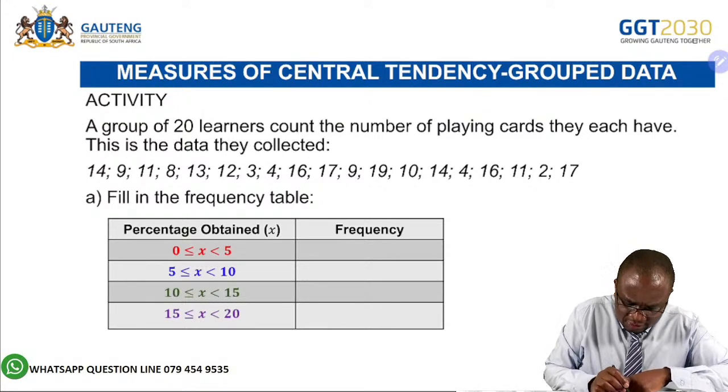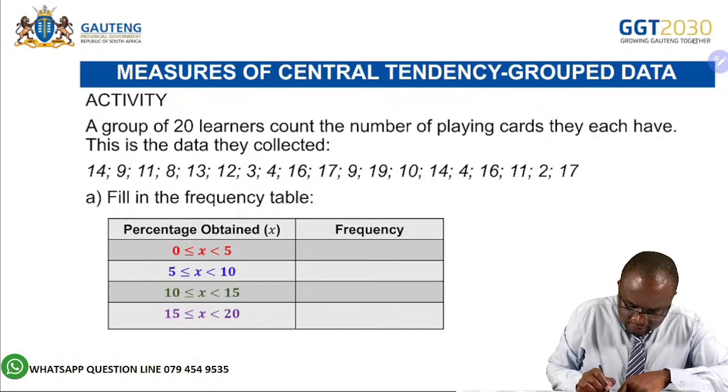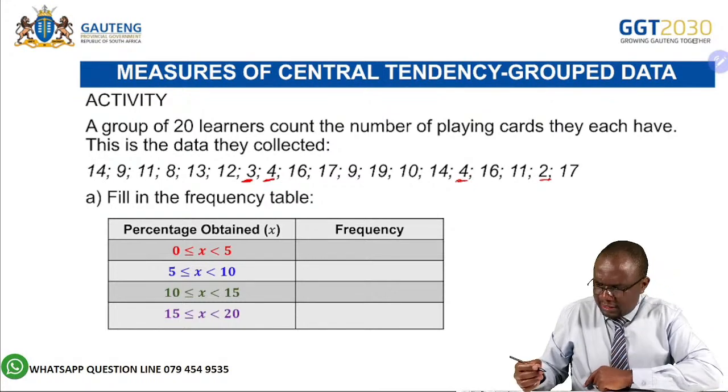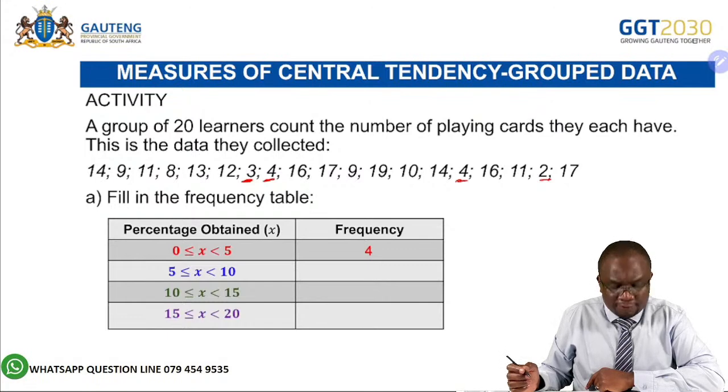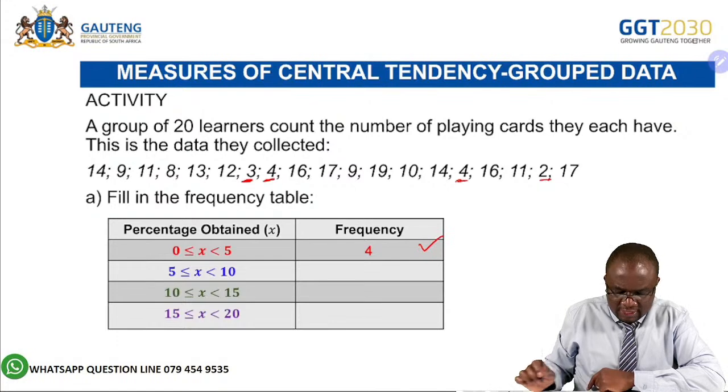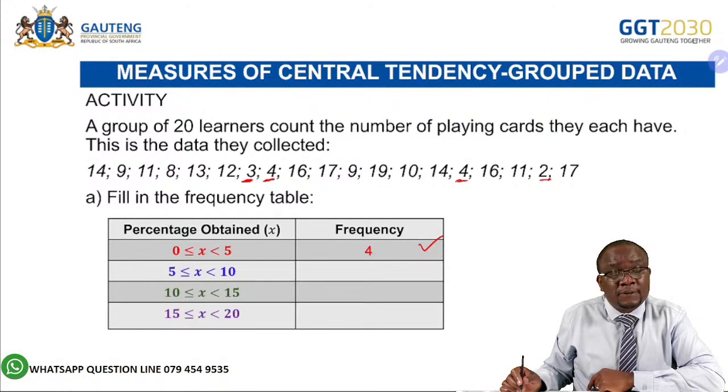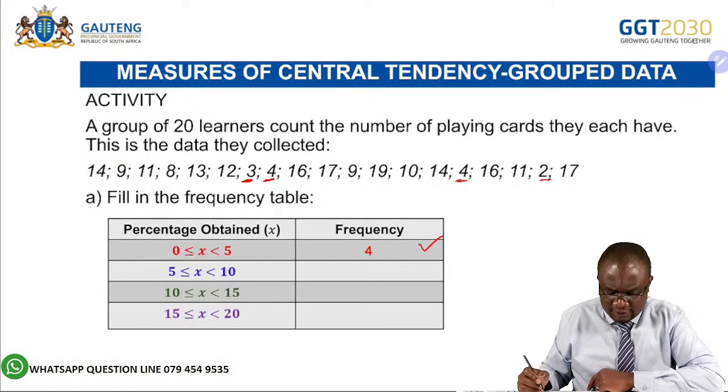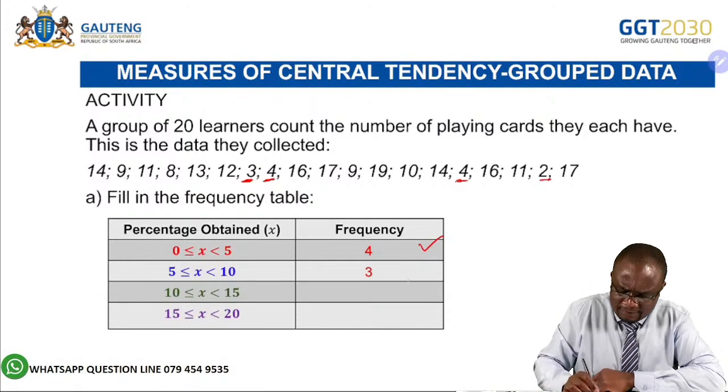Now we have how many between 0 and 5? 1, 2, 3, 4. I think it's 4. Let me see. Yes, 4. Did you get 4? Mark that. Between 5 and 10, 5 included, 10 not included. It means 10 must go to the third class. Okay, it is 3. Mark that.